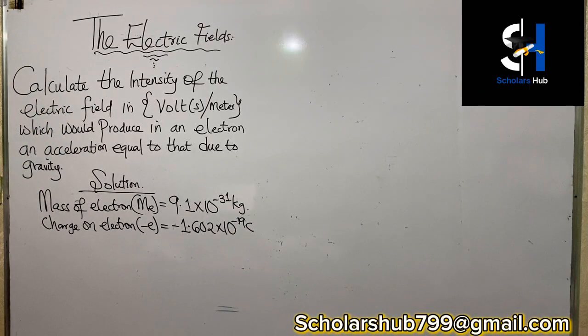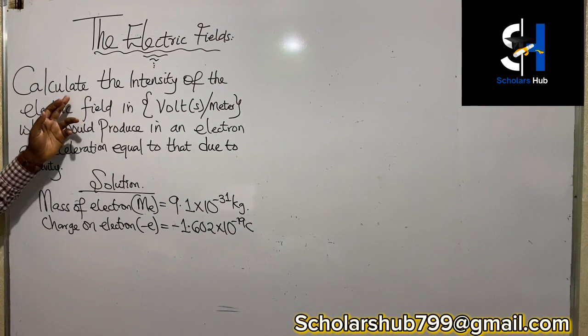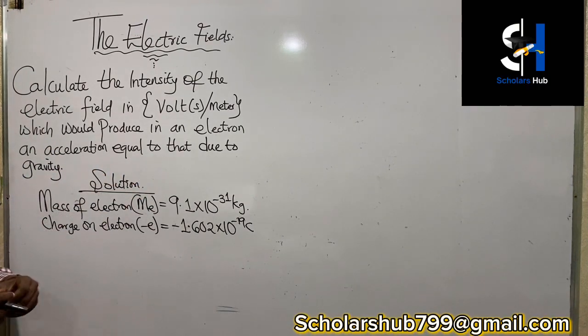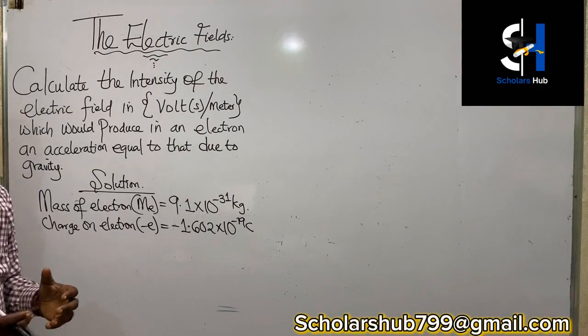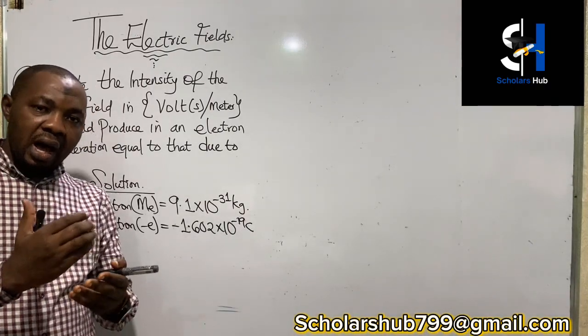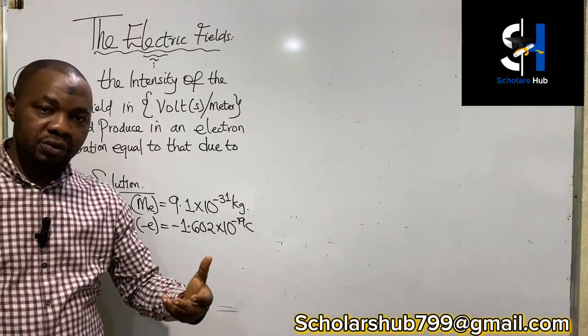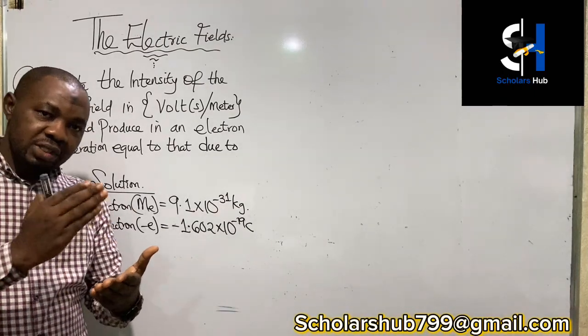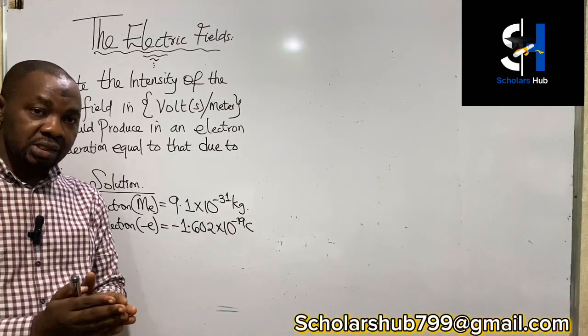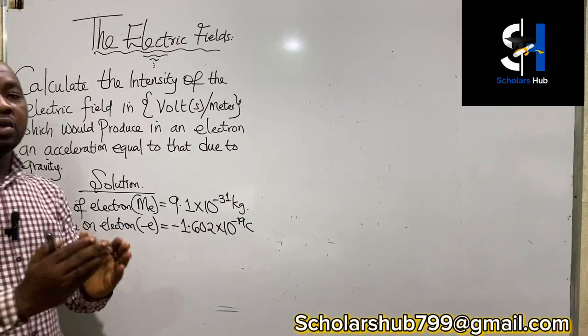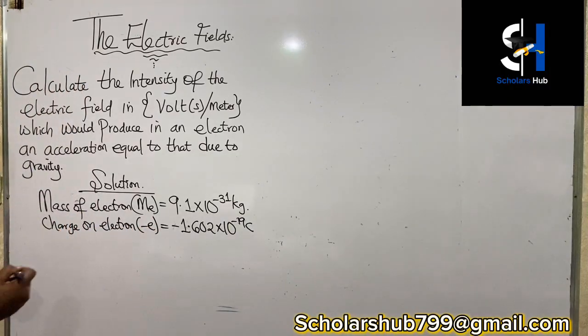All right. Now we want to find the intensity of the electric field which would produce in an electron an acceleration equal to that due to gravity. So that means that when a force acts on the charge which exists in the electric field, the force would develop an acceleration on the charge, and the acceleration given to the electric charge will be equal to acceleration due to gravity.